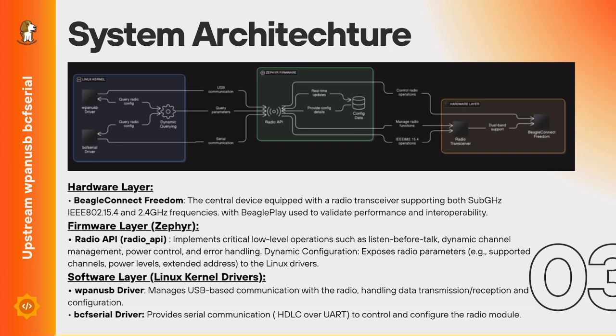So, let's take a closer look at the system architecture of this project, which mainly involves three layers: the Linux kernel, the Zephyr firmware, and the hardware. On the left, we have the Linux kernel. The two drivers that operate here are WPAN USB for the USB based communication and BCF serial for the UART based communication. These drivers are responsible for interacting with the firmware and controlling the radio interface. A major upgrade I'm implementing is dynamic querying, where these drivers no longer rely on hard coded values but instead ask the firmware for real time radio configuration parameters like supported channels, power levels, and extended addresses.